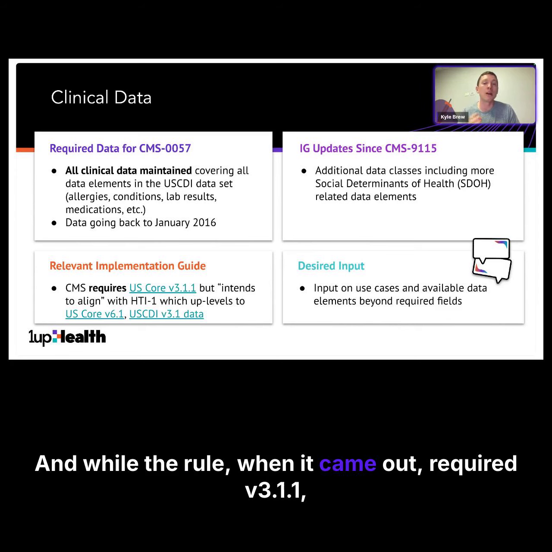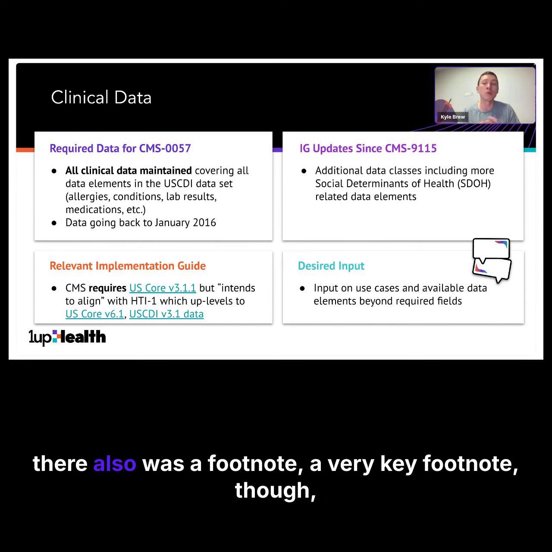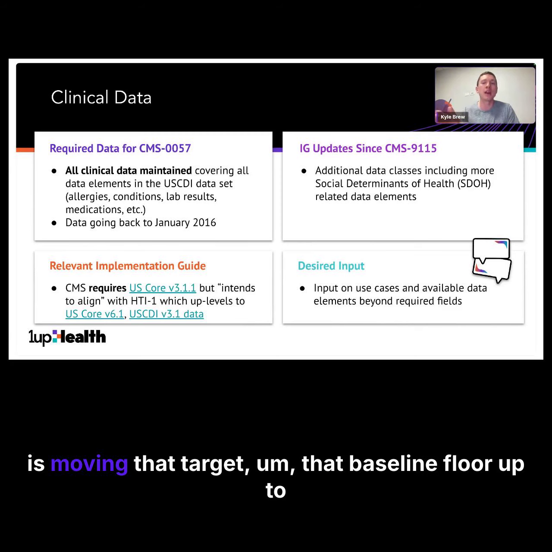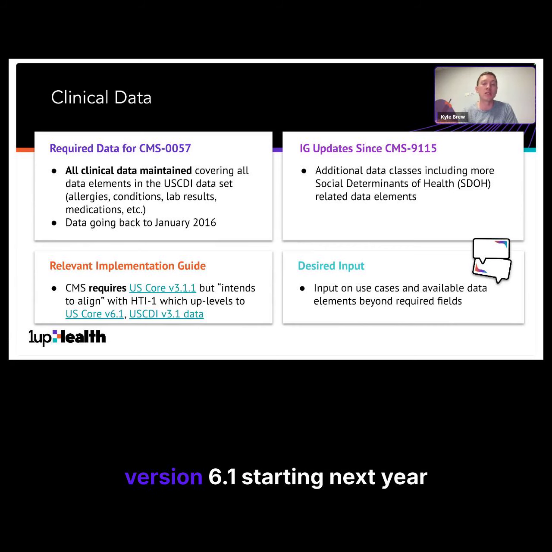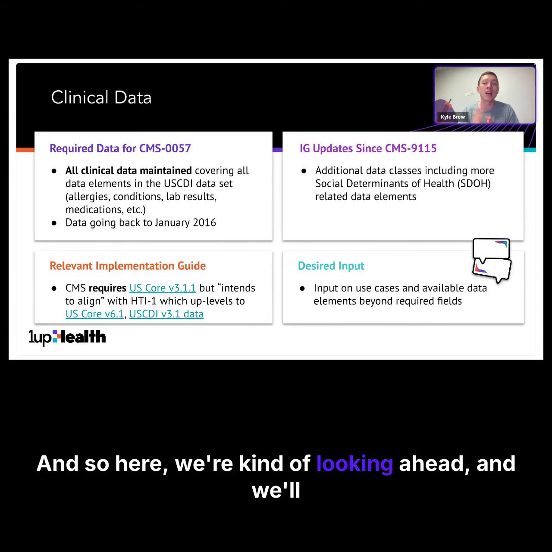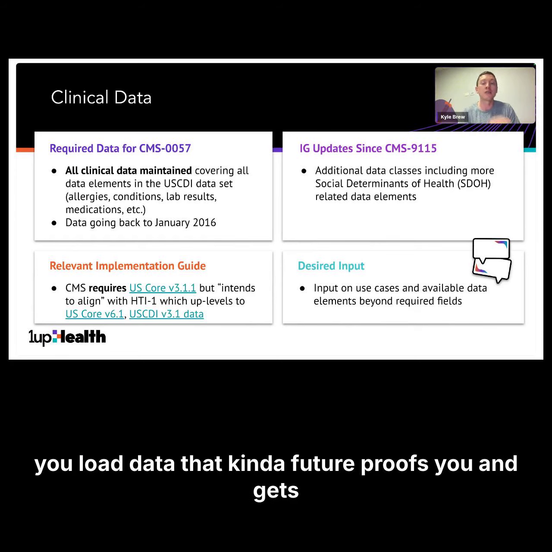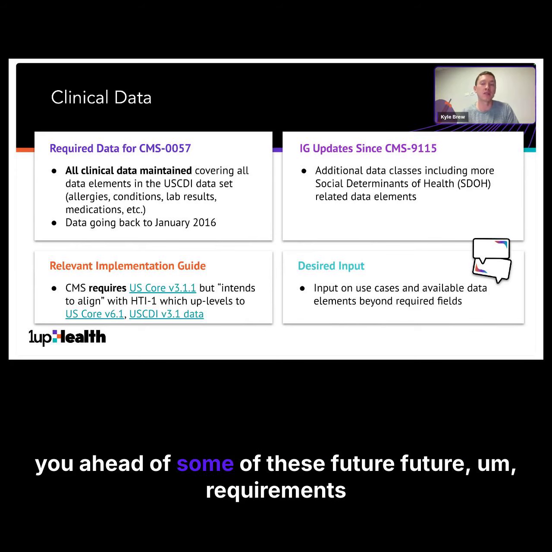And while the rule, when it came out, required 311, there also was a very key footnote about the intention to align with ONC, which also requires US Core and is moving that baseline floor up to a more recent version, 6.1, starting next year and beyond. So here we're looking ahead, and we'll talk about how our extract guides will help you load data that future-proofs you and gets you ahead of some of these future requirements from ONC and CMS.